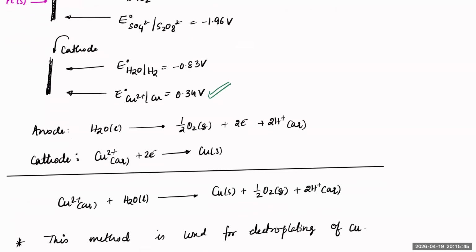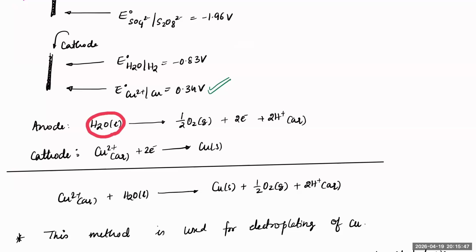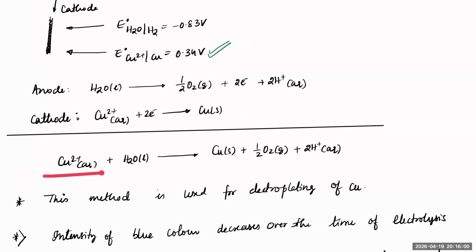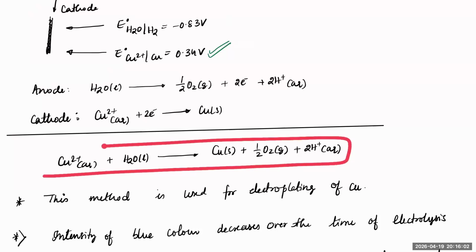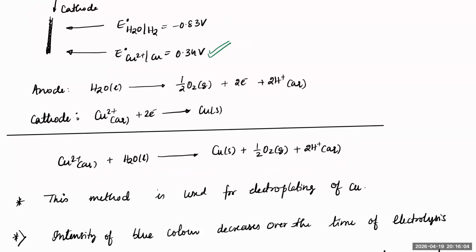Okay, so you can see water at the anode is getting oxidized: H2O gives O2 plus 2 electrons plus 2H+. At the cathode, Cu2+ plus 2 electrons gives copper. Add both of them. This is the overall reaction. Okay, this is the overall reaction.